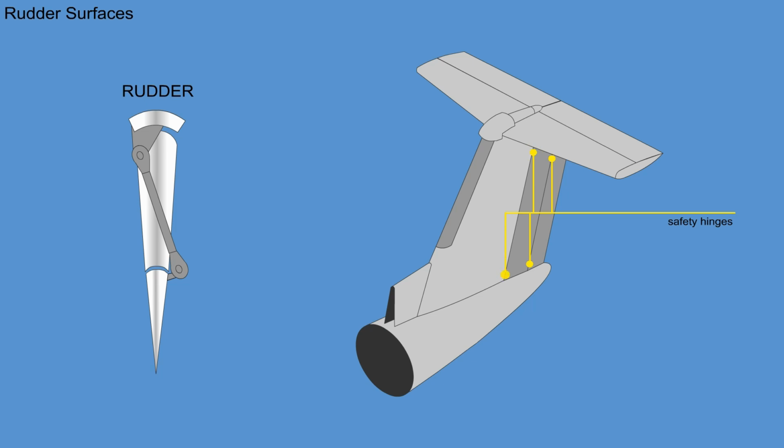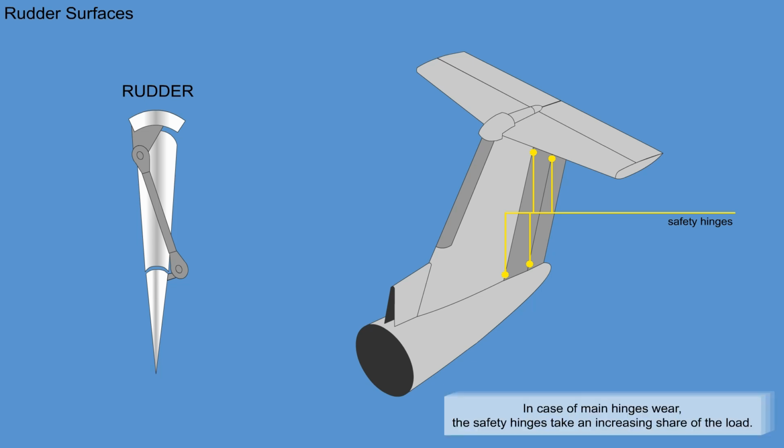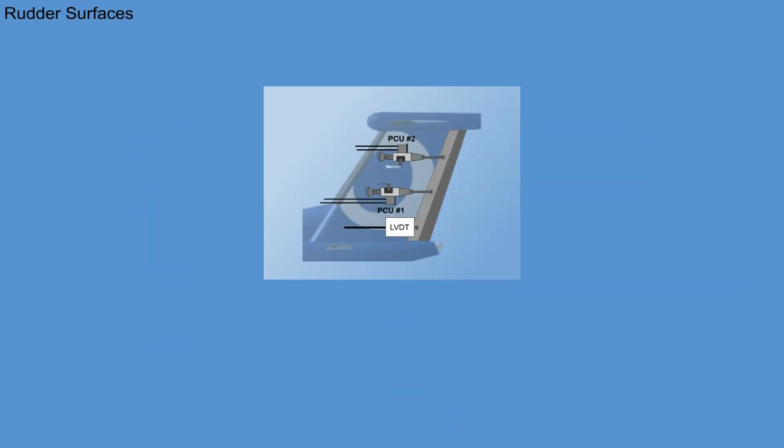Each rudder has two safety hinges supplied. One is located above the upper main hinge point, and one is located below the lower main hinge point. In case of main hinge wear, the safety hinges take an increasing share of the load. There are extensions on the right side of the center hinge fittings, which act as attachment points for the rudder power control units. There is a fitting between the upper and center hinge fittings, providing the attachment point for the linear variable digital transducer, LVDT.